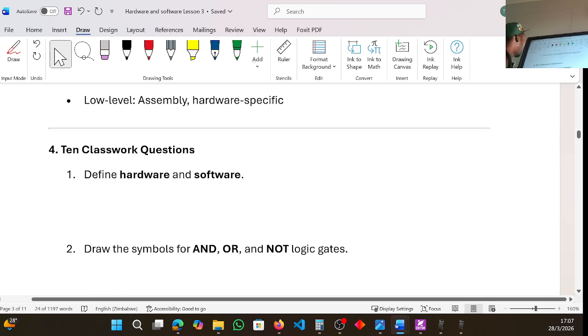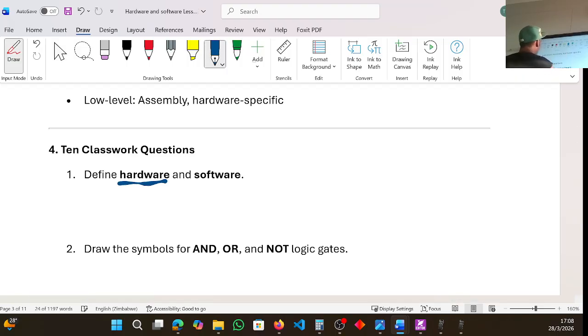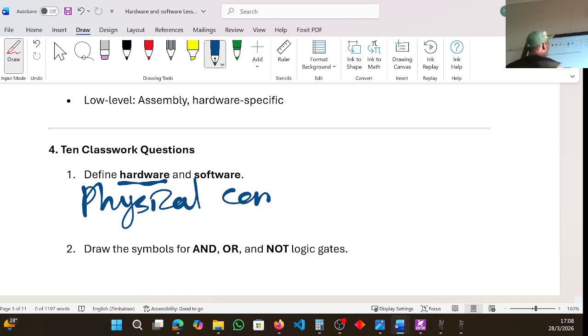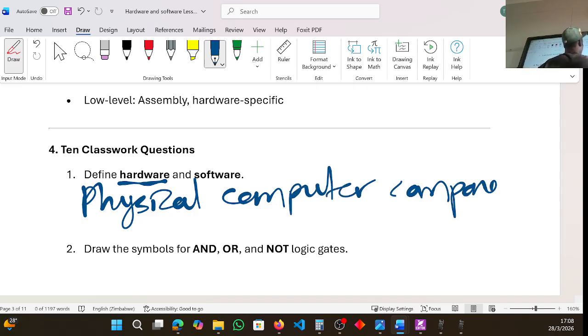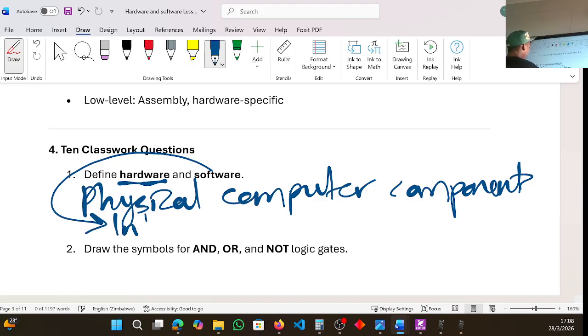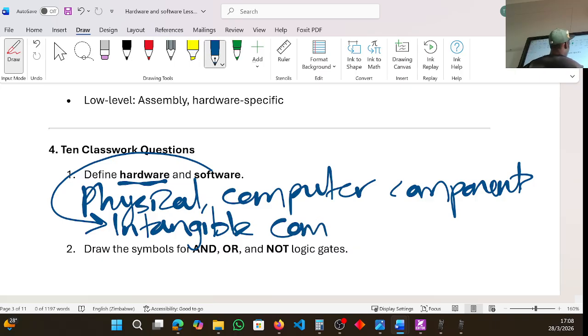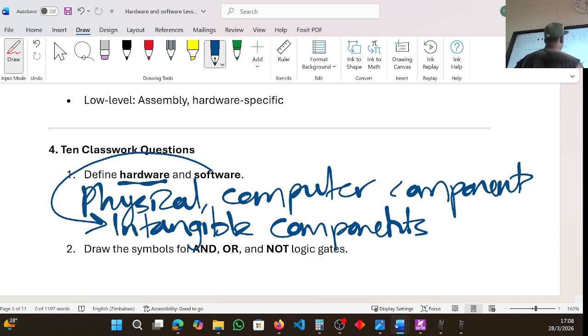Right, so here we are. First, we want to define hardware and software. So as we had earlier, hardware, these are the physical computer components. Then when we talk of software, these are intangible. In other words, we can't touch intangible components of a computer system. So we can just feel their presence by changes which happen, so intangible components of a computer system.